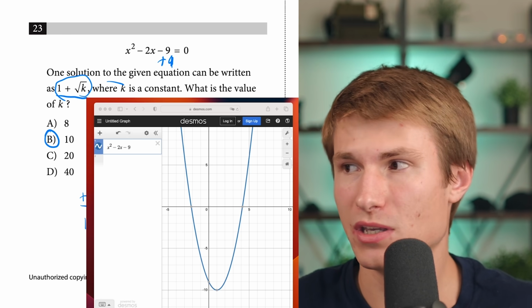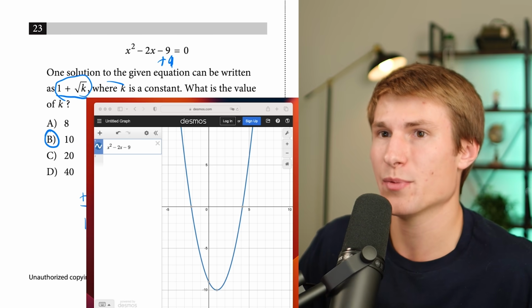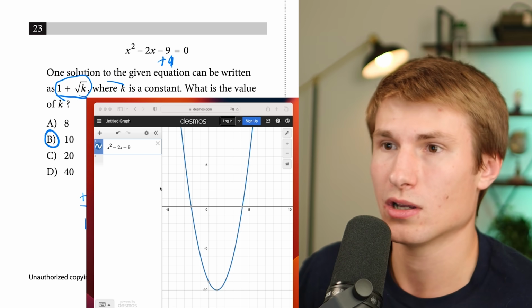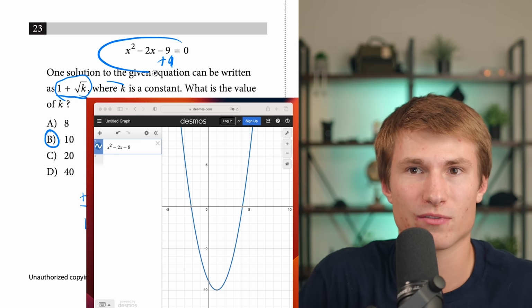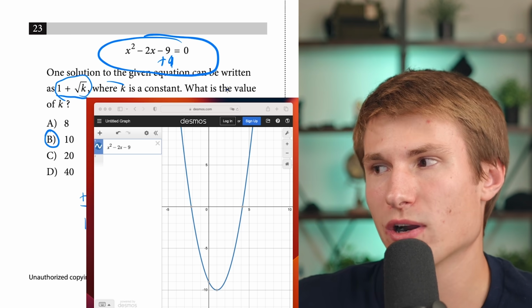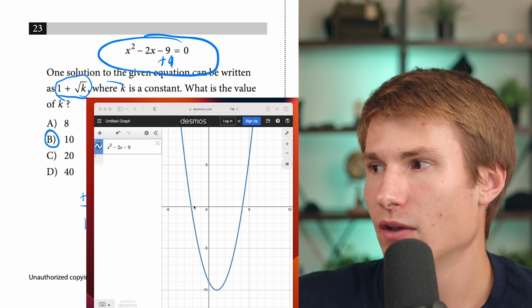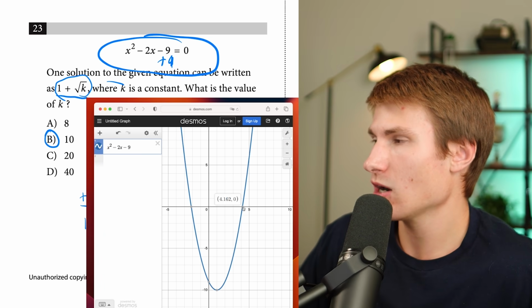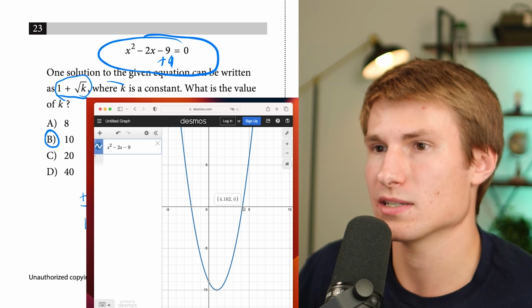So what I'm going to do here is plug in my equation. Now, keep in mind, this is set equal to 0. I'll circle that so you see what I'm referring to. We're set equal to 0. So we want to find where we are equaling 0, so where we are crossing our x-axis. Now, if we take a look, we see that we cross our x-axis at 4.162.